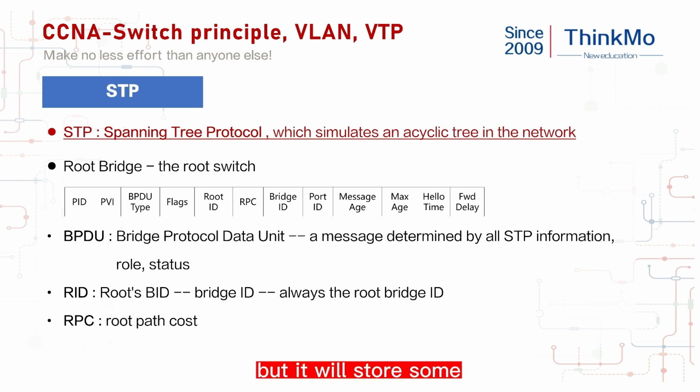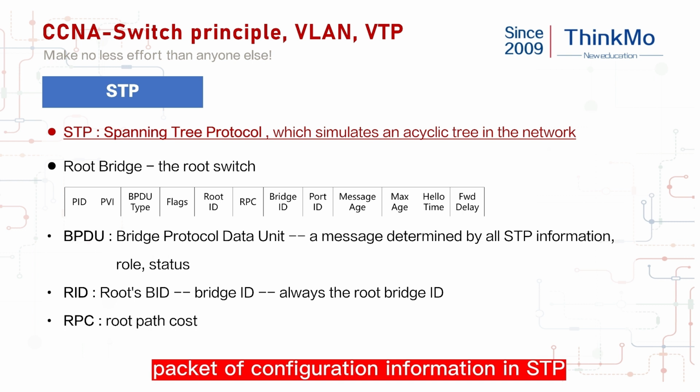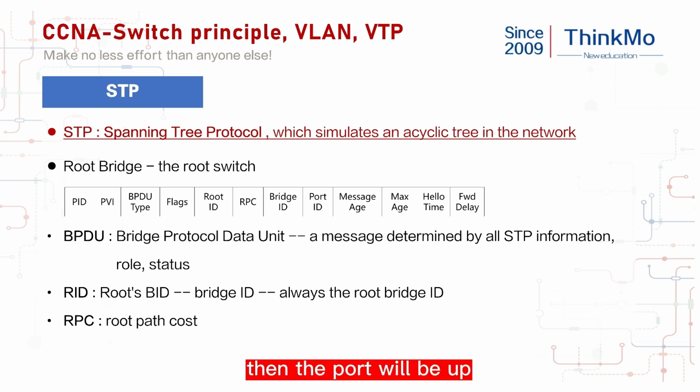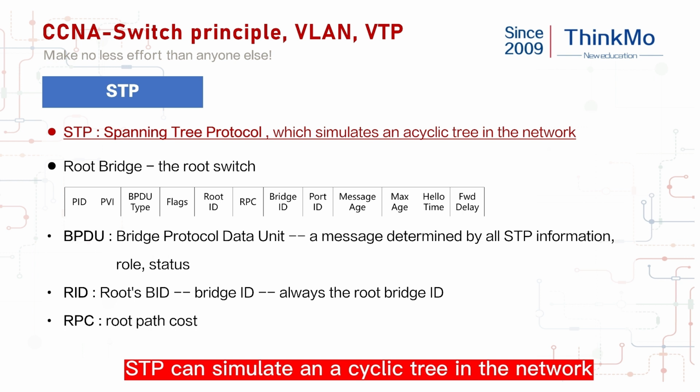But it will store some packets of configuration information in STP. Once it finds that there are no loops in the network, the port will come up and start forwarding data. This is the characteristic of this protocol. Let's talk about how it is implemented in the next class. Let's introduce STP first. STP can simulate an acyclic tree in the network.